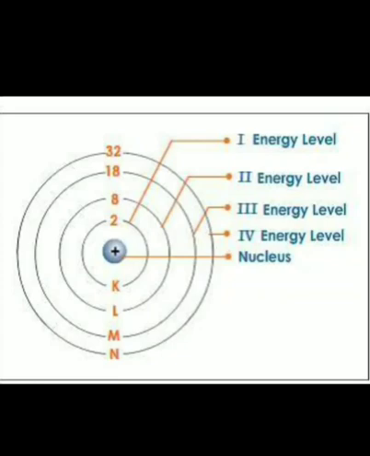That means K cell has the capacity 2. L cell, n is equal to 2. Number of electrons 2 into 2 square, that is equal to 8. So the capacity of L cell is equal to 8.